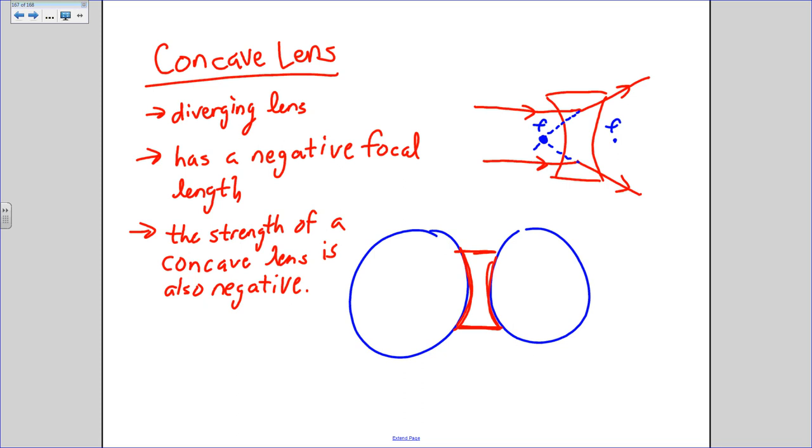Likewise with concave lenses. Unlike convex lenses, concave lenses are diverging, not converging. That means they cause the light to diverge when the light rays are parallel. They have a negative focal length.